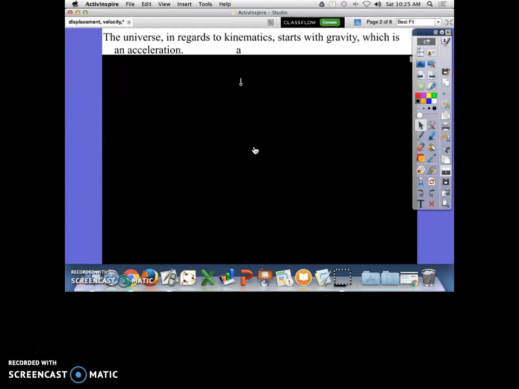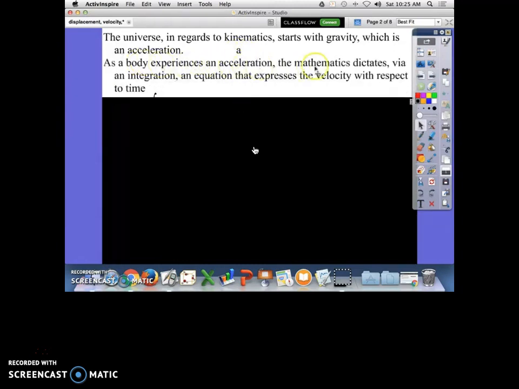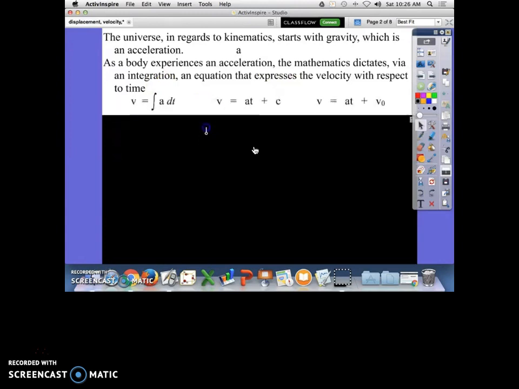So gravity sources make gravity. And as a body experiences that acceleration, what we can do is run the math and let the math dictate through an integration, an equation that expresses the velocity with respect to time. So gravity happens, and the object moves, and its velocity changes.